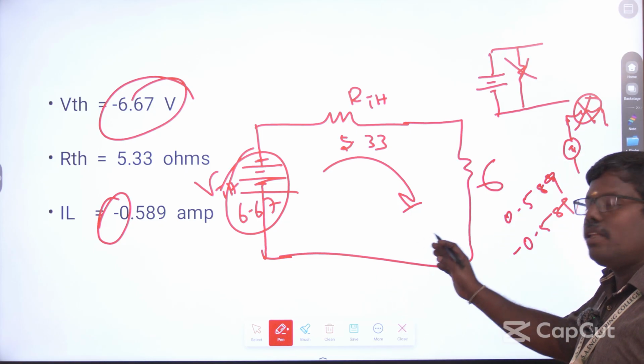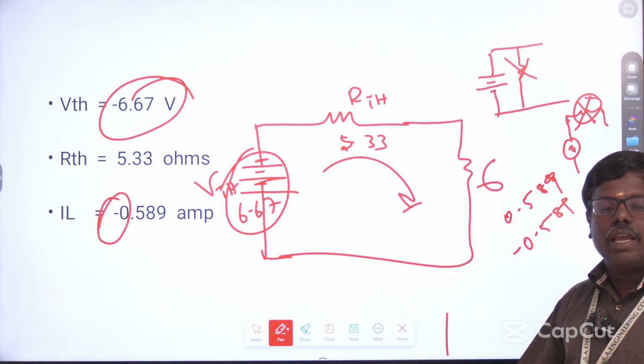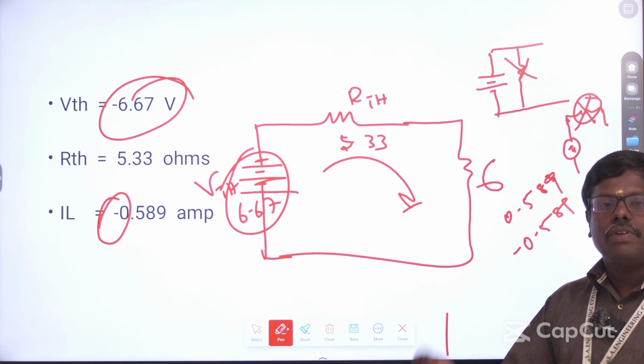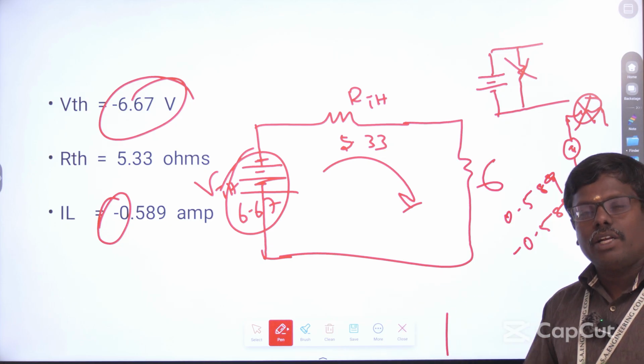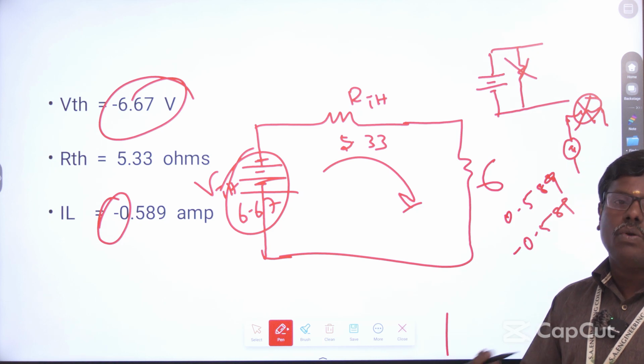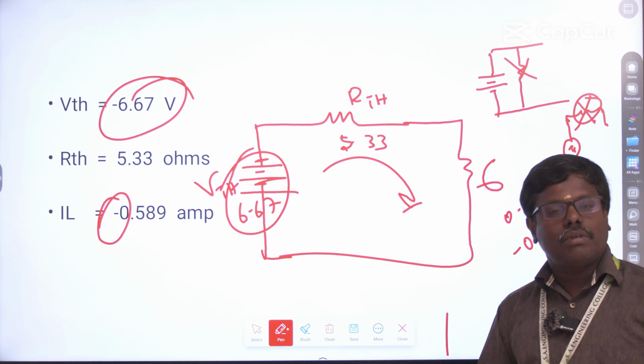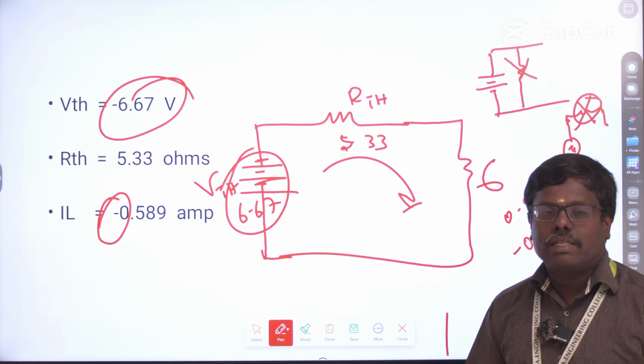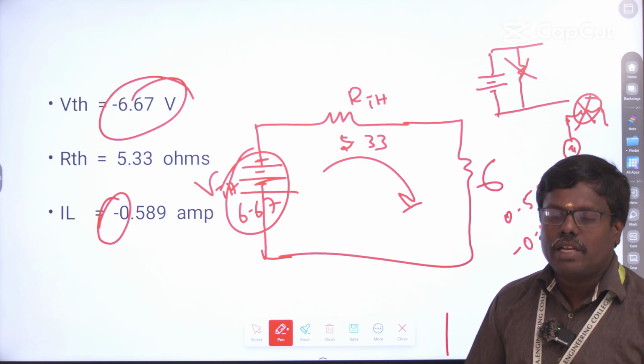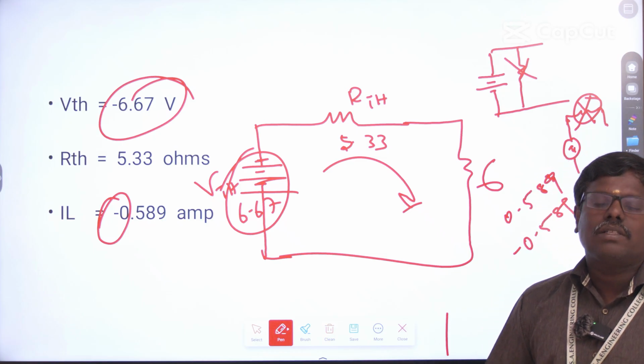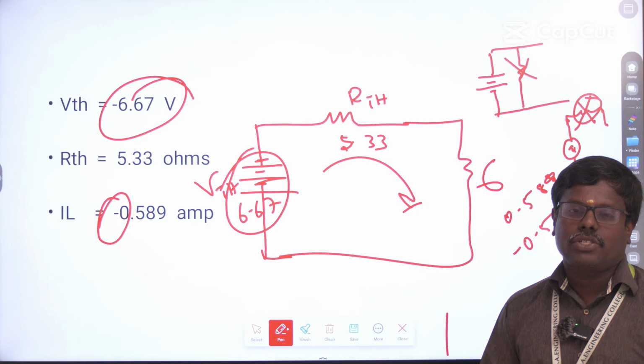So this is Thevenin's theorem we say. Again, I am repeating Thevenin's theorem. Thevenin's theorem says a linear bilateral network can be converted into a single voltage source and a resistance. That resistance is called the Thevenin resistance or look back resistance. The voltage source is called the open circuit voltage.